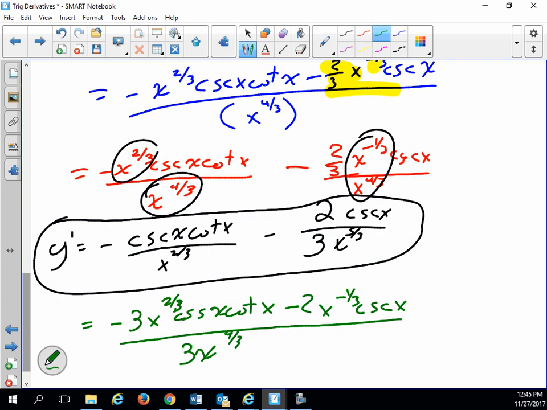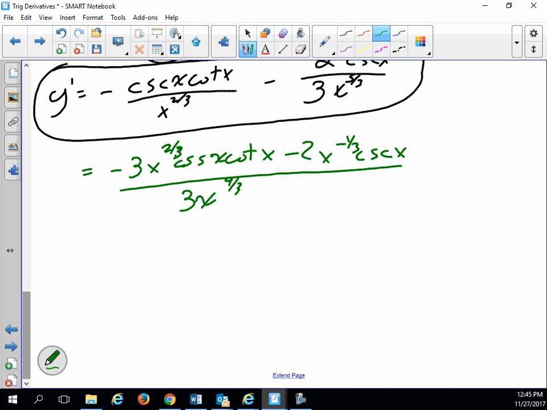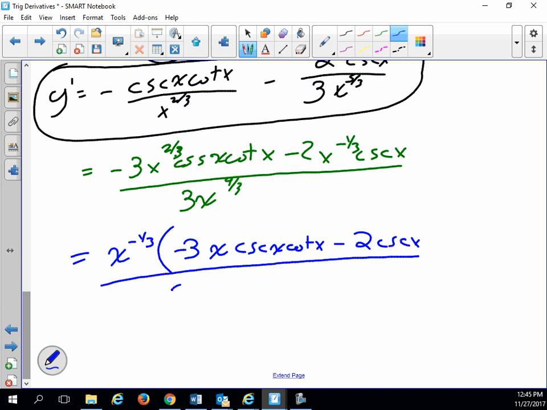Now to take care of my exponent, the negative does not go down here because there's a minus sign right there. What I am going to do is factor out x to the negative 1/3. That leaves me with 3x, just plain old x, because if I factor out negative 1/3 out of 2/3, that gives me positive 3/3, and 3/3 is 1. Think about it if you distribute: 1 plus negative 1/3 is 2/3. Cosecant x, cotangent x, minus 2 cosecant x, all over 3x to the 4/3.